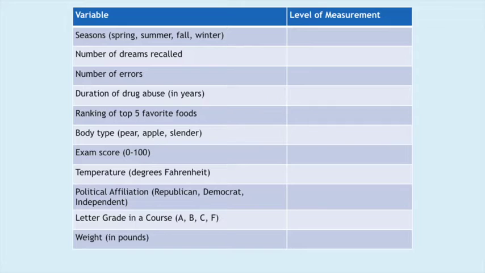Next, letter grade in a course. So if the letter grade options are A, B, C, or F, how is that measured? Ordinally, because these are categories, they're not numeric values, and getting an A is inherently better than getting an F, or a B, or a C. And then weight in pounds, what level of measurement would that be? Continuous, because an individual's weight can vary from birth to death. So that would be a range of numeric values. So it's continuous.